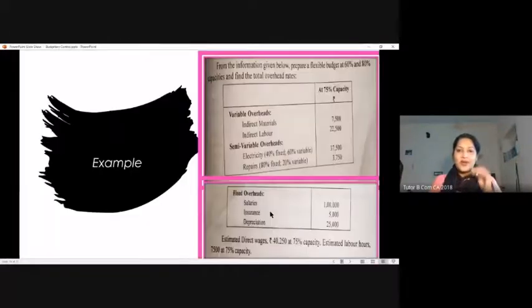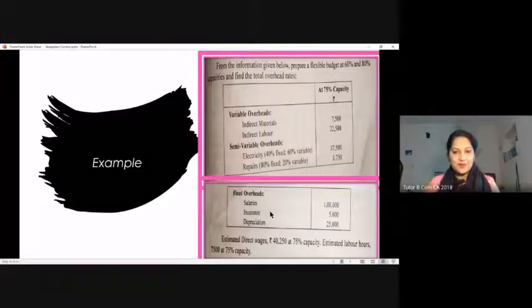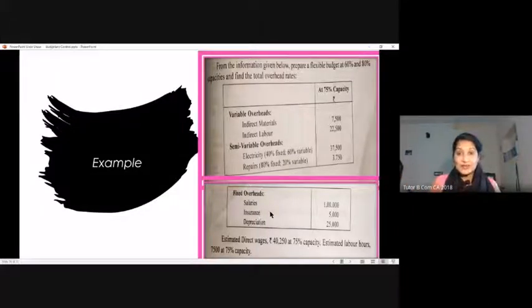So I'm going to solve an example so that you will know what it is all about. In this particular question, the example in front of you, you are given information on variable overhead, semi-variable overhead, and fixed overhead expenses, and you are asked to prepare a budget with a production variation of 60% of your capacity as well as 80% of the capacity. The normal capacity at which you're operating is given in the question as 75%.